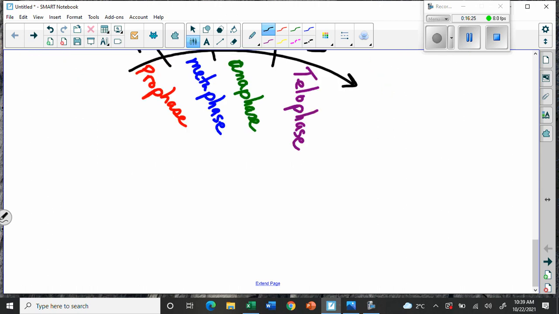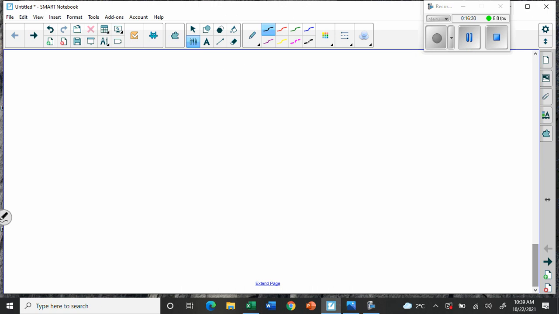First of all, in order to understand cell division, we have to also understand another structure of the cell. So you'll remember, I'm going to write here microtubules.